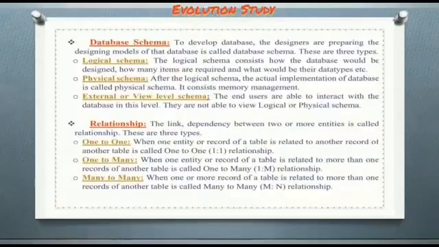And many-to-many: when one or more records of a table are related to more than one record of another table, it is called many-to-many, which is an m:n relationship.